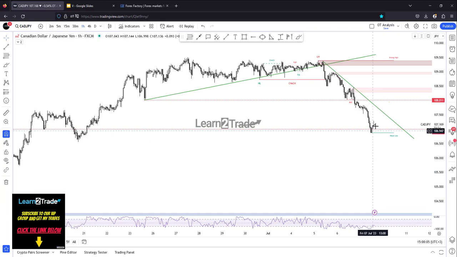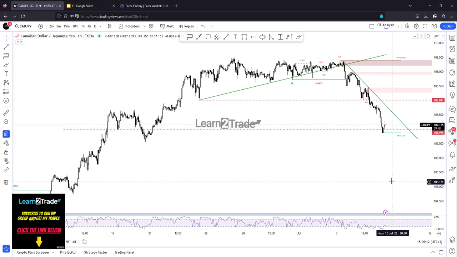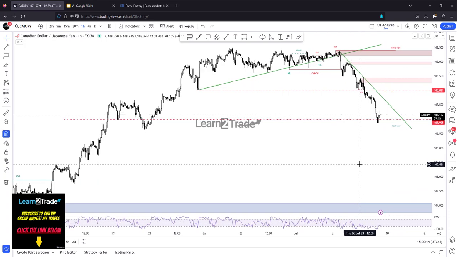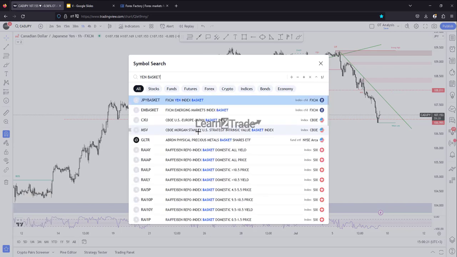And here, guys, as I've said, temporary rebounds could bring us new short opportunities, and also maybe a new lower low here could signal a potential deeper drop, and only because of the yen basket. Let's take a look.